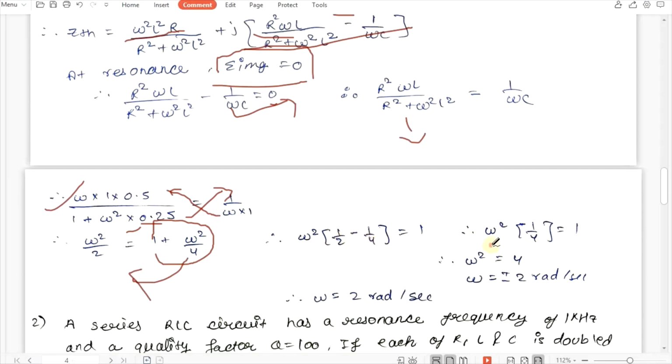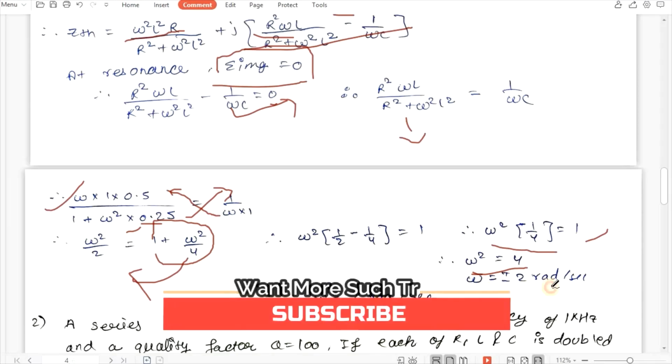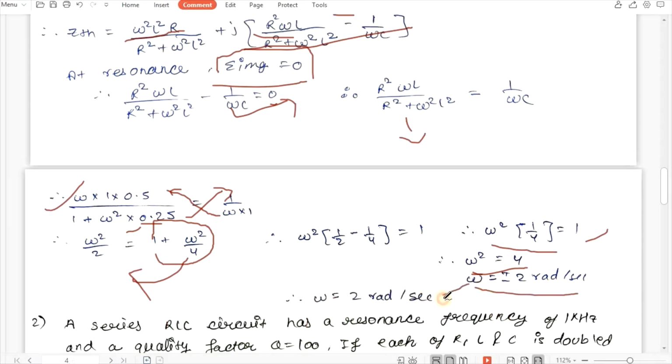Okay, so we will get omega square by 4 equals 1, so omega square is 4. If we take the square root, we will get omega equals plus minus 2 radians per second. We cannot get negative frequency, so we will say that our omega will be 2 radian per second. So 2 radian per second is our answer for this question.